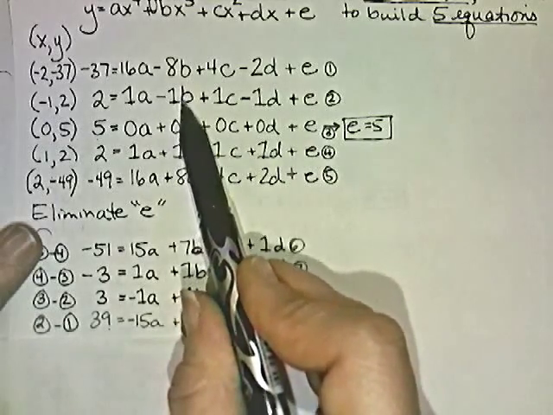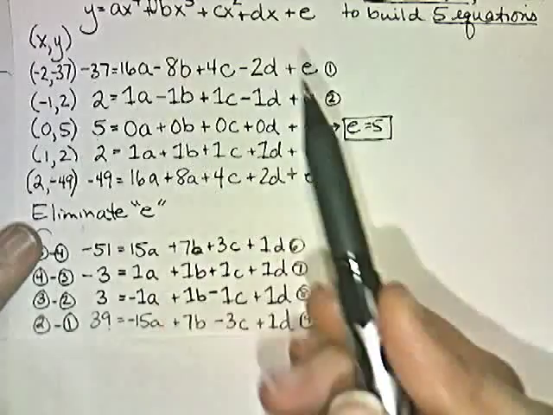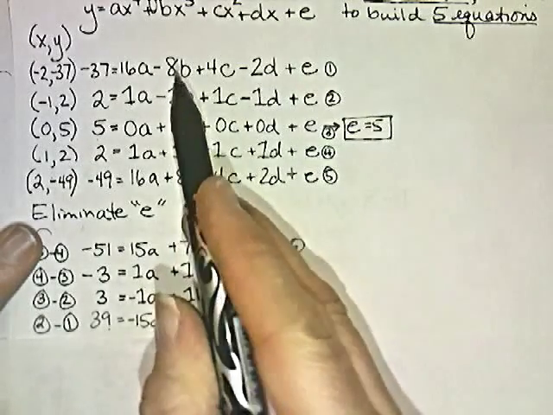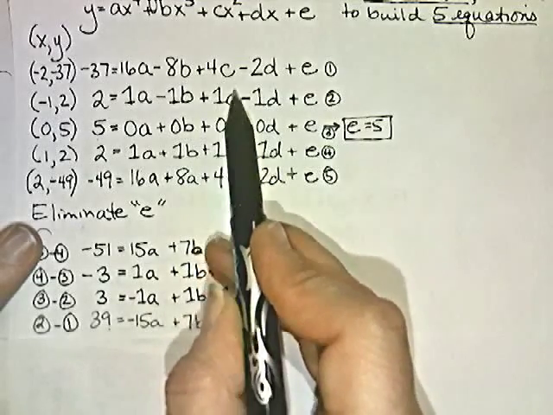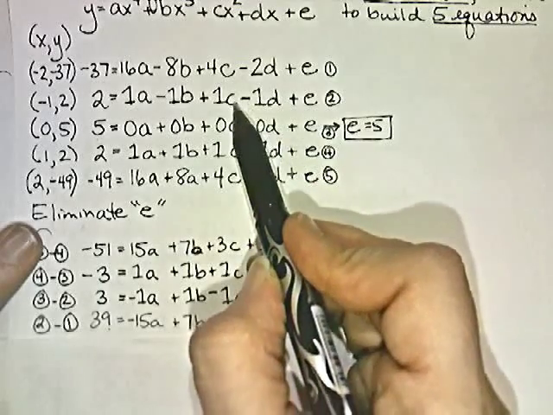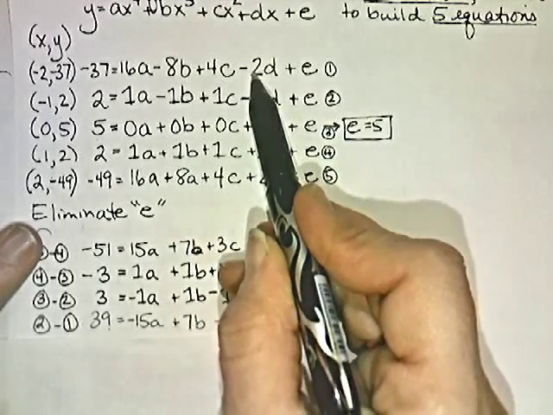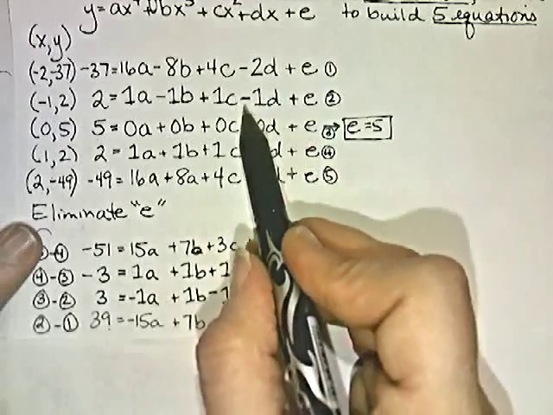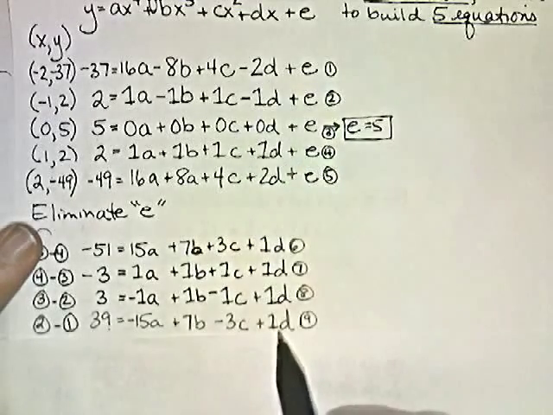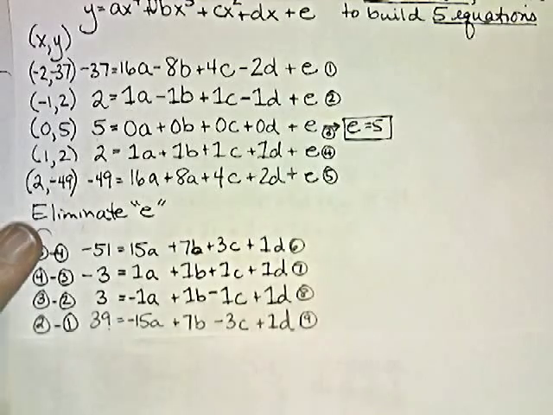Negative 1b minus a minus would be 7b's. Negative 1b plus 8. 1c minus 4 would be negative 3c's, and negative 1d minus a minus would be negative 1 plus 2, would be plus 1, and an e minus would be eliminated.